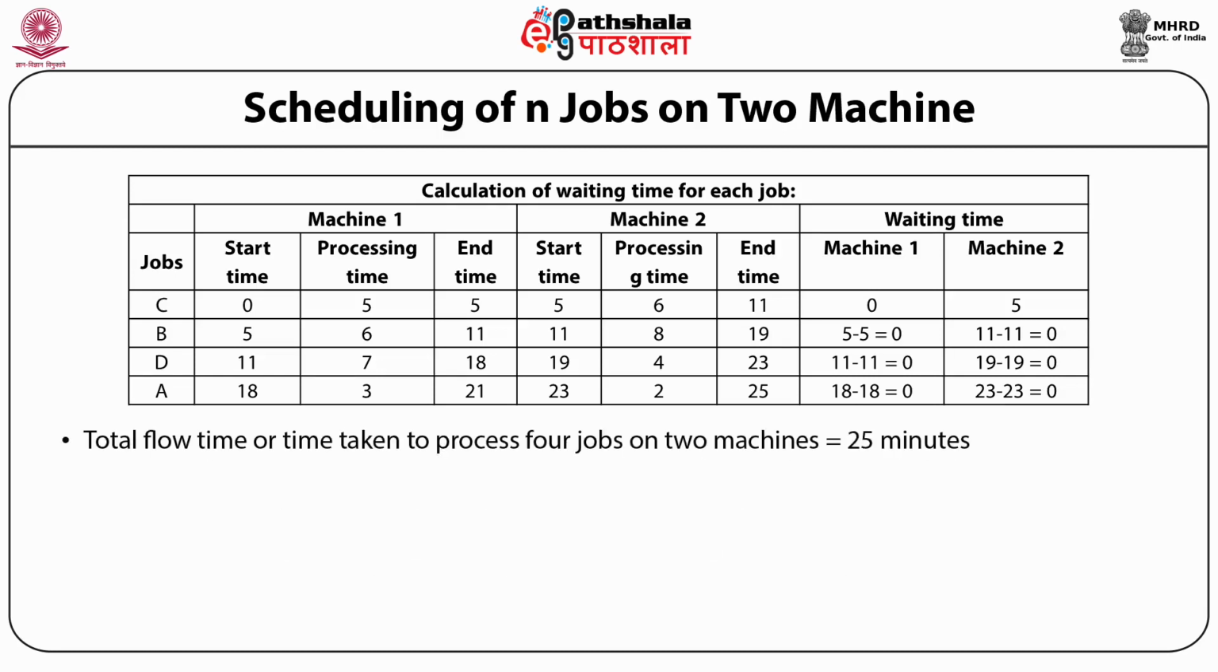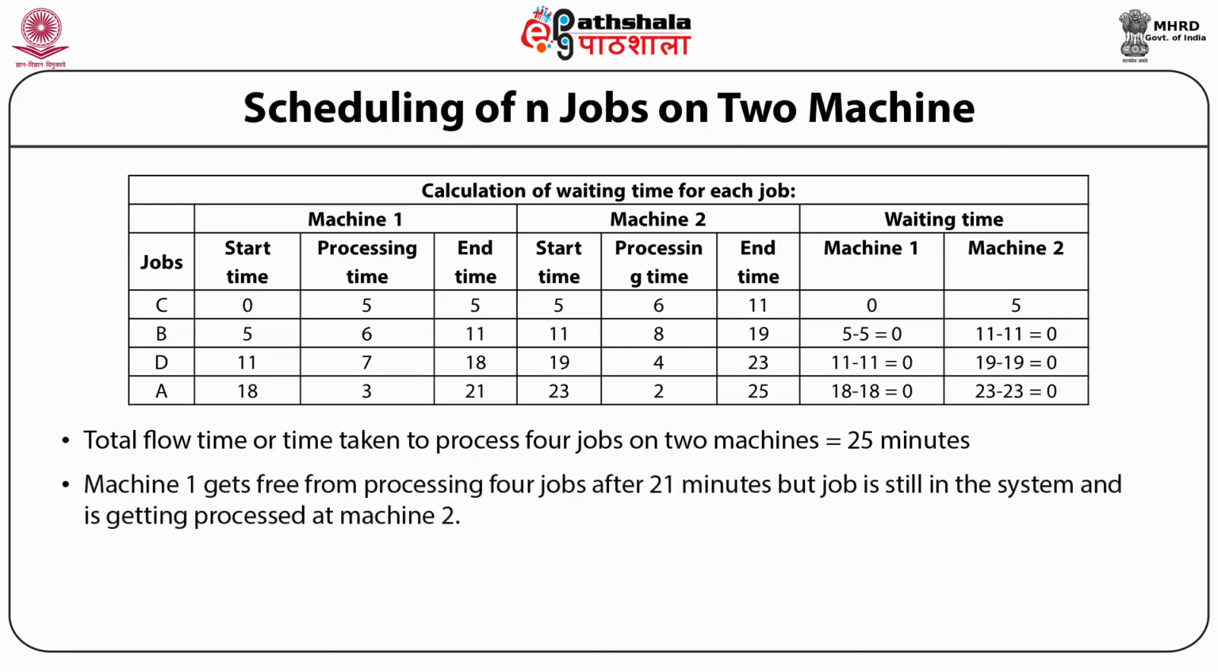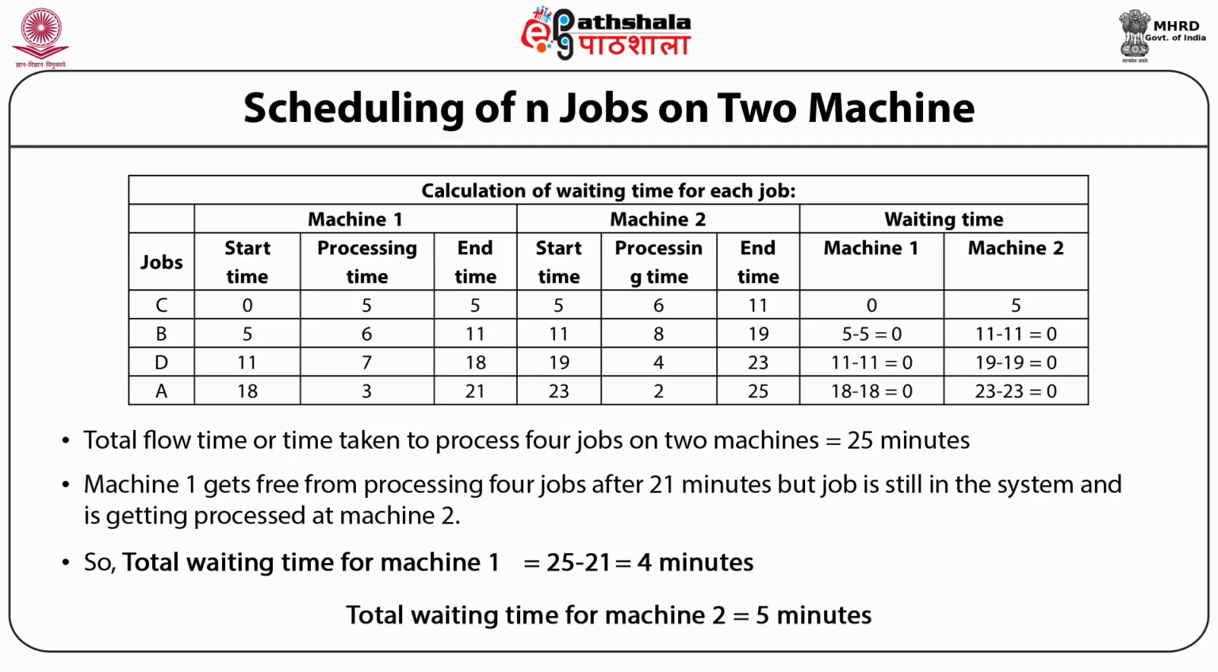Total flow time taken to process 4 jobs on 2 machines is equal to 25 minutes. Machine 1 gets free from processing 4 jobs after 21 minutes, but a job is still in the system and is getting processed at machine 2. So total waiting time for machine 1 is equal to 25 minus 21, equal to 4 minutes. Total waiting time for machine 2 is equal to 5 minutes.